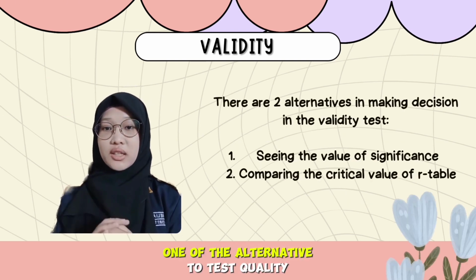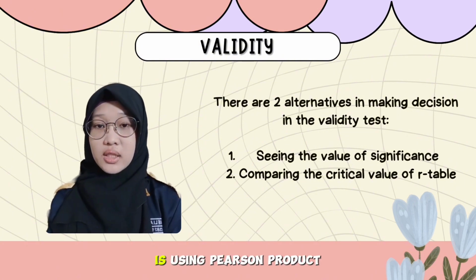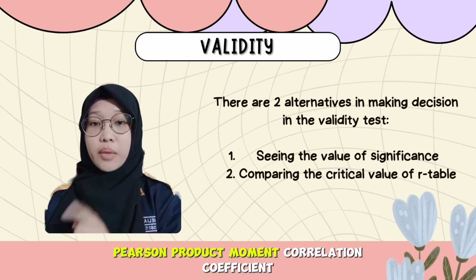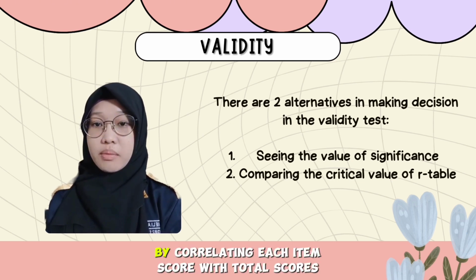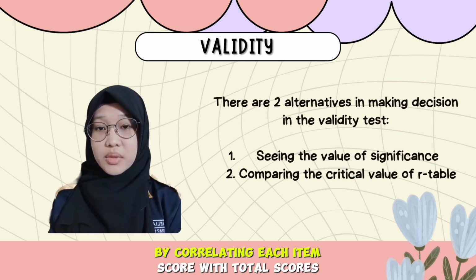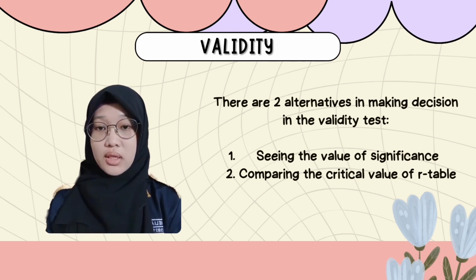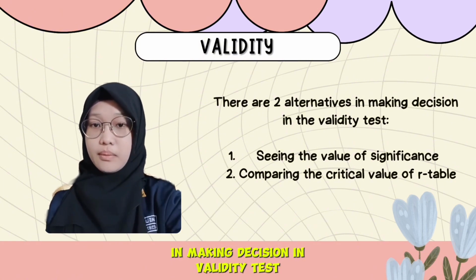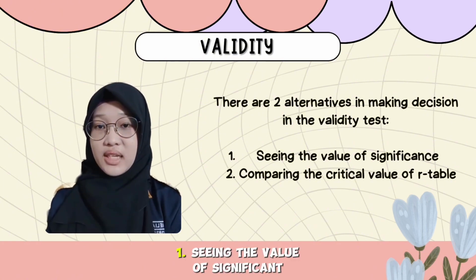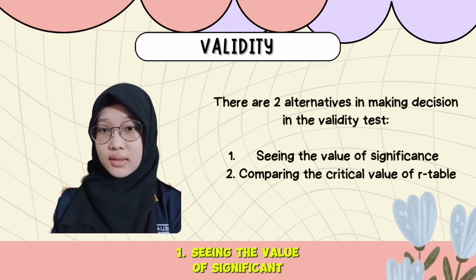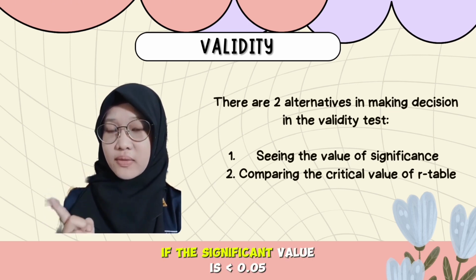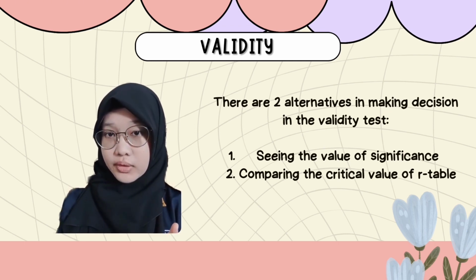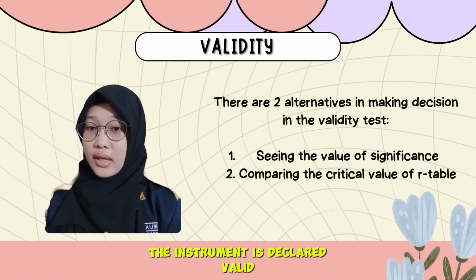One of the alternatives to test validity is using Pearson product moment correlation coefficient by correlating each item score with total scores. There are two alternatives in making decision in validity tests. One, seeing the value of significance. A. If the significance value is under 0.05, the instrument is declared valid.